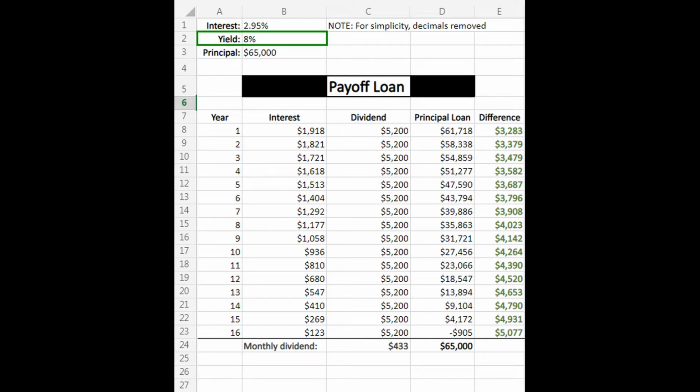In this table, I have the year, amount of yearly interest, yearly dividends, the loan value, and the difference each year. Going through the years, the interest goes down while the amount I'm able to put on the loan increases. And that's exactly what we want. At the end of 16 years, I'll have a free $65,000 and a monthly income of $433.